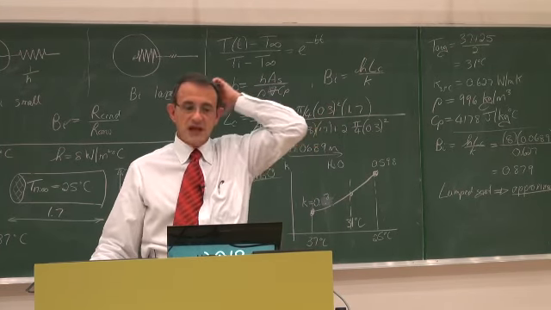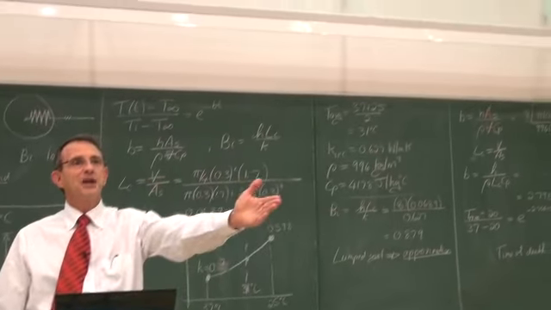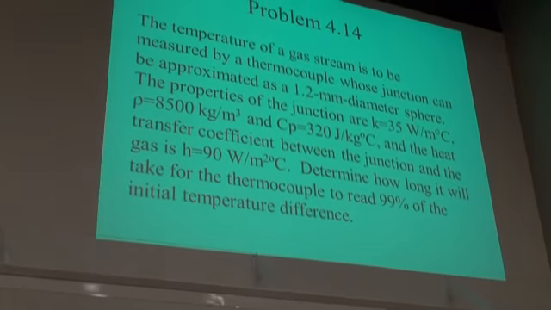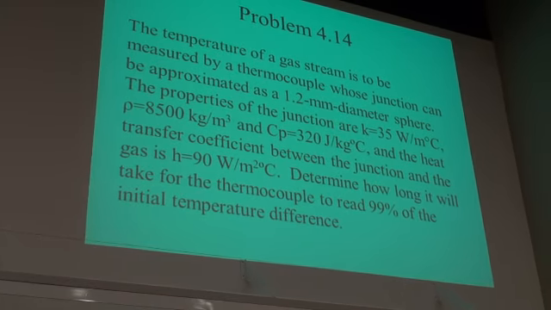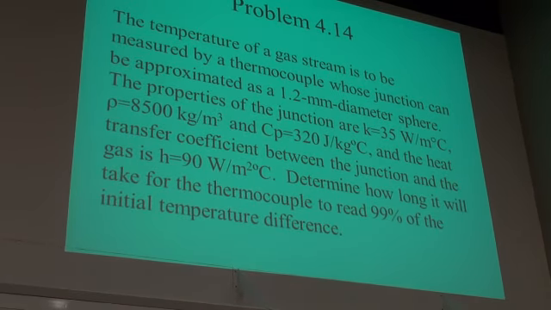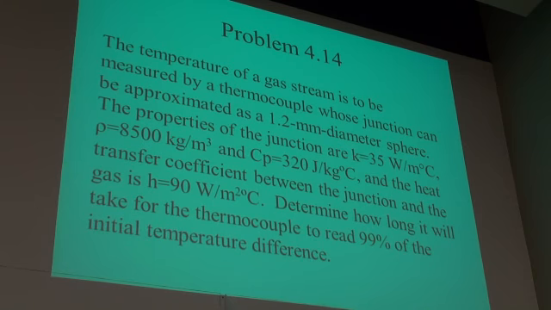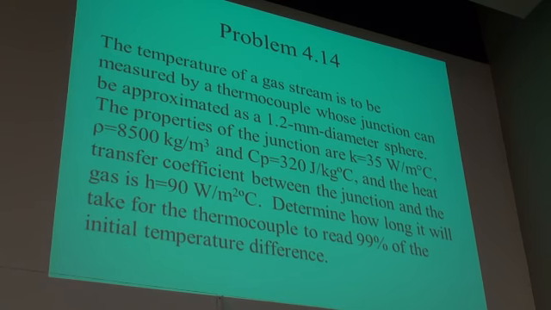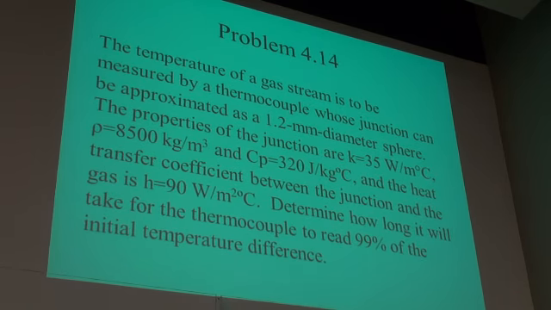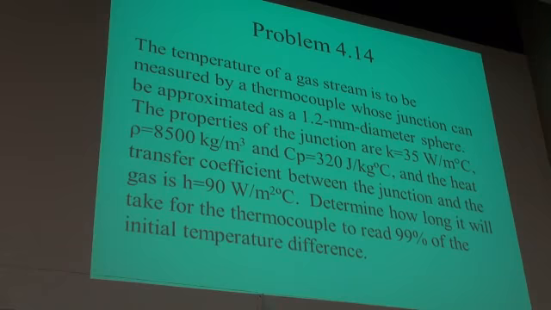The next question, the next problem. Problem 4.14 at the back of the chapter. The temperature of a gas stream is to be measured by a thermocouple whose junction can be approximated as a 1.2 millimeter diameter sphere. The properties of the junction are K 35, rho 8500 and Cp 320, and the heat transfer coefficient between the junction and the gas is 90. Determine how long it will take for the thermocouple to reach 99% of the initial temperature difference.